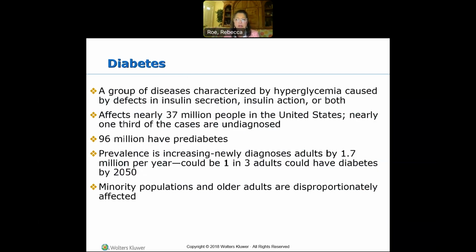Approximately 96 million patients are diagnosed with prediabetes, and the prevalence of these numbers will continue to rise. It's newly diagnosed in 1.7 million adults per year. It could be 1 in 3 adults that could have diabetes by the year 2050, as prognosticated in current research. The CDC keeps a lot of statistics on diabetes because it's one of the leading causes of morbidity and mortality in this country and worldwide as well.